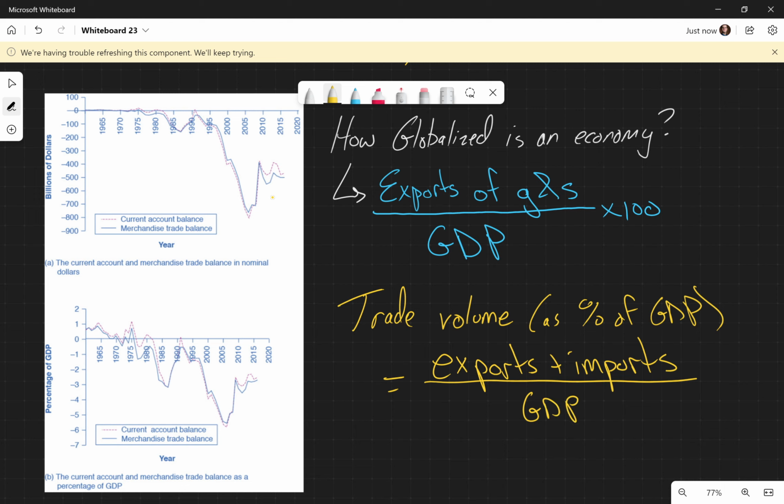Again, that's not going to be on your exam. It's not from the text, but as you are learning about this and reading about it, you may come across that term. That's what it means. It just talks about how much you are exporting and importing altogether.